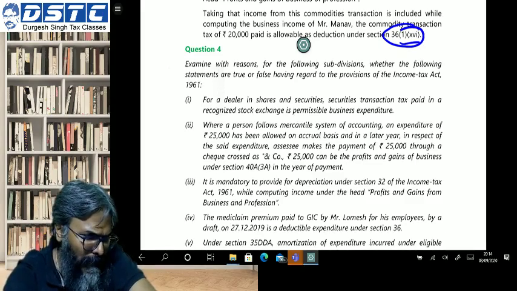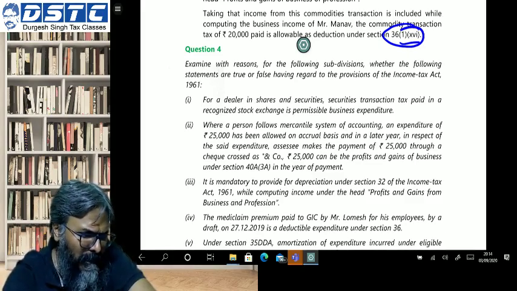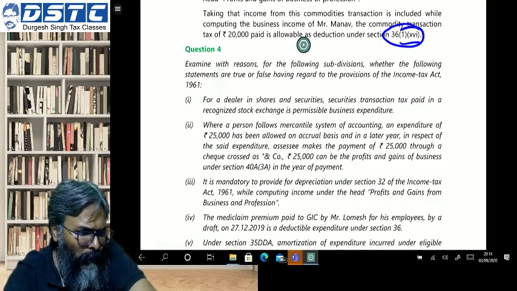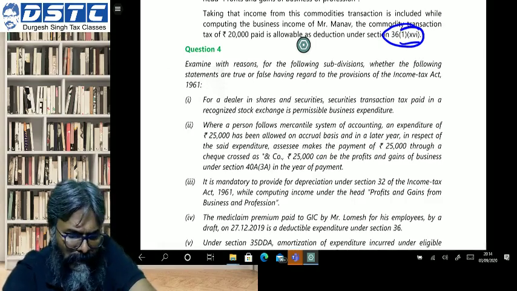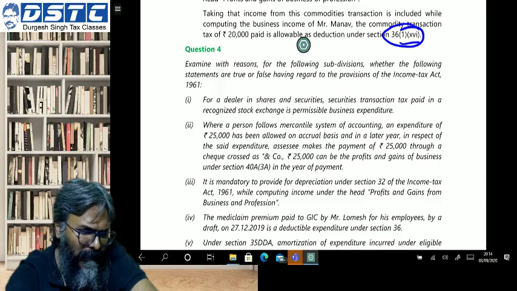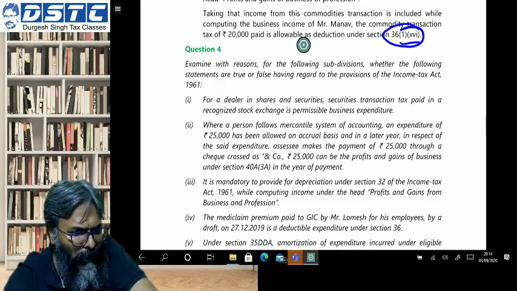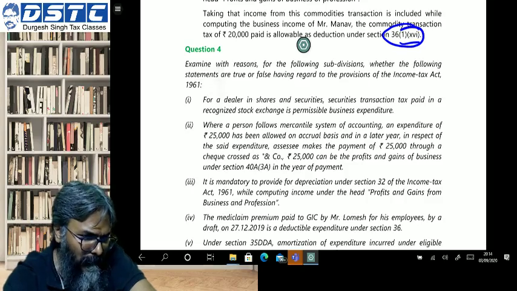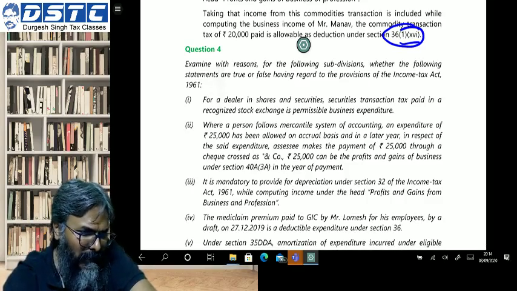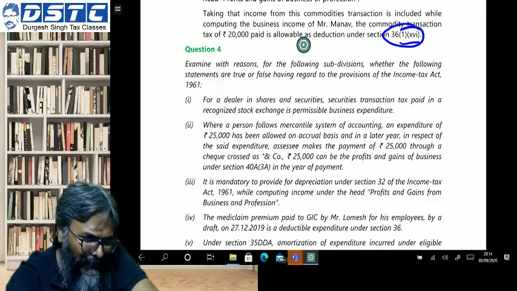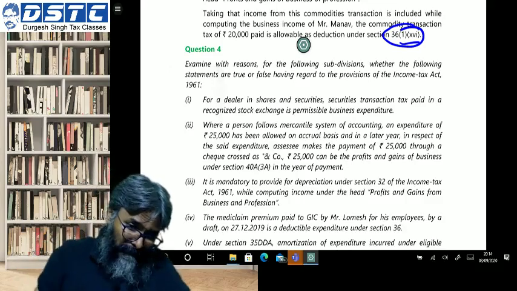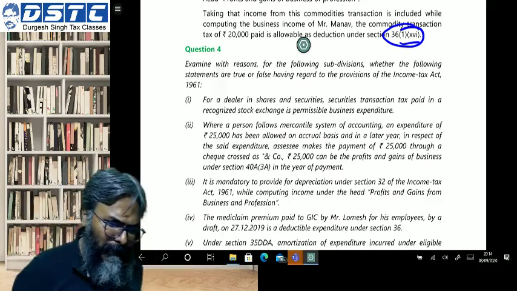Point 2. Where a person follows mercantile system of accounting, an expenditure of rupees 25,000 has been allowed on accrual basis, and in a later year, in respect of the said expenditure, the assessee makes the payment of rupees 25,000 through a cheque crossed as account payee, rupees 25,000 can be the profits and gains of business. The question itself is not properly framed.